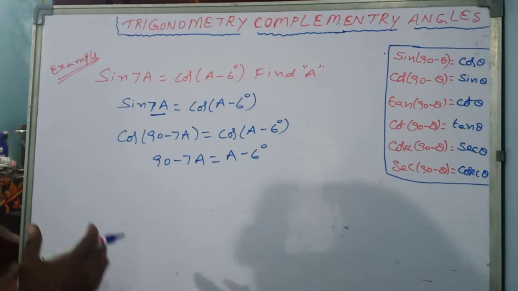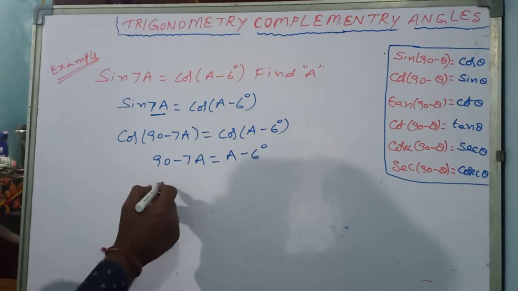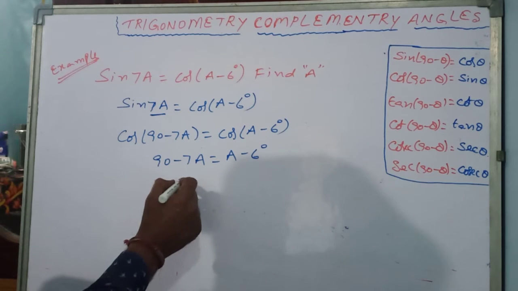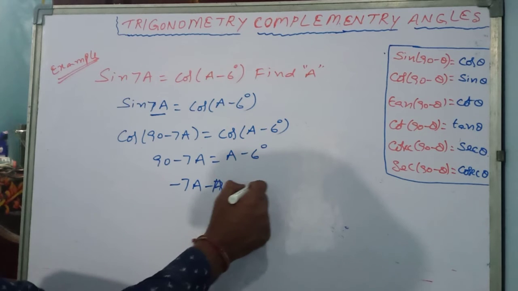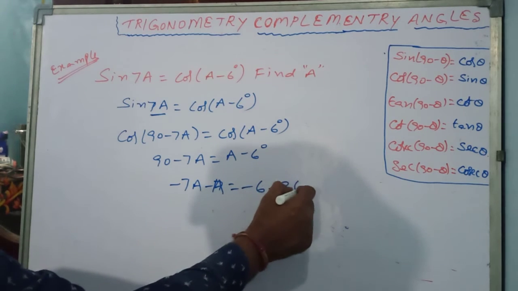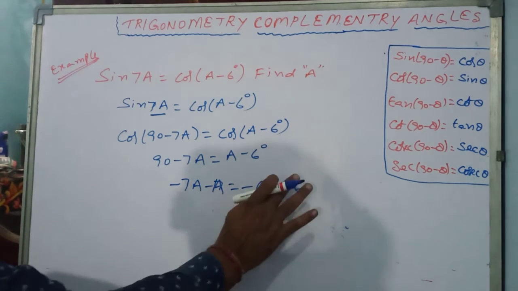Move the a terms to one side and the constant terms to the other side. So minus 7a minus a is equal to minus 6 minus 90.